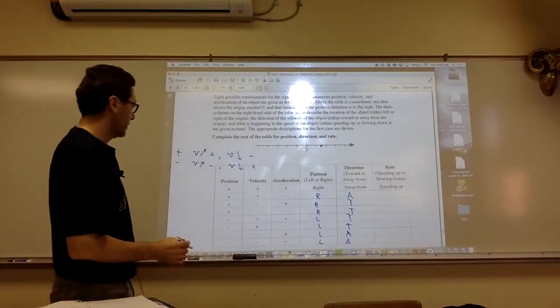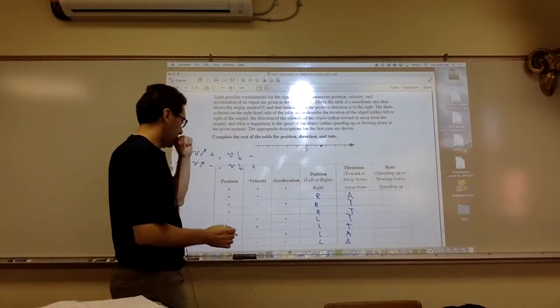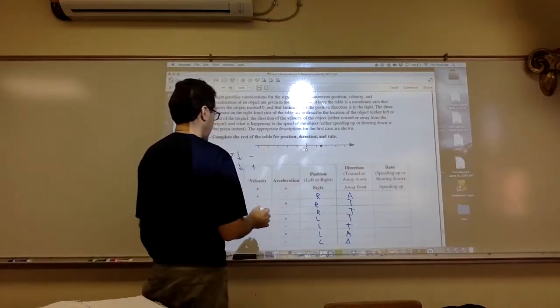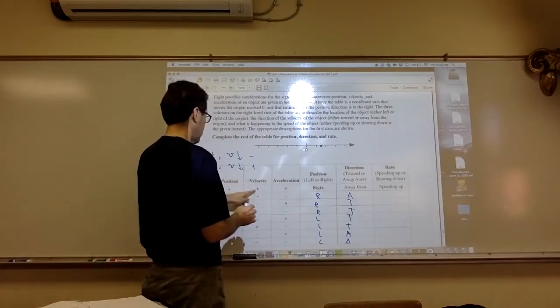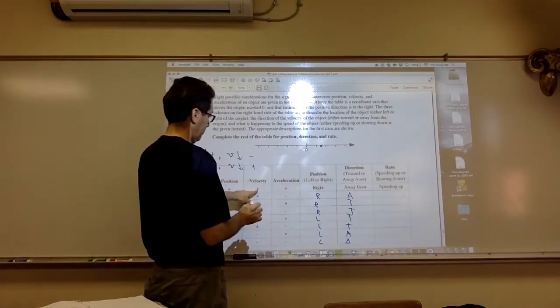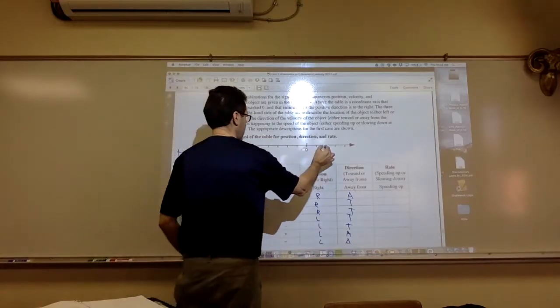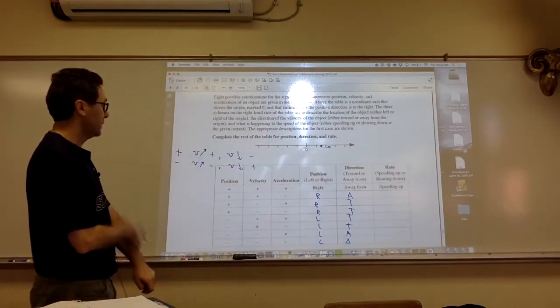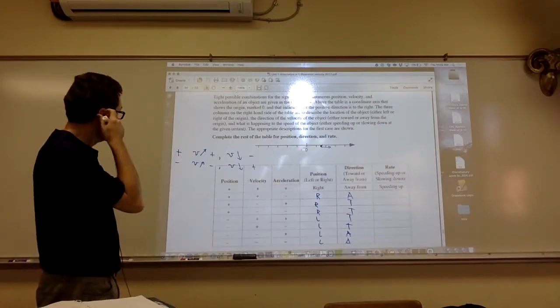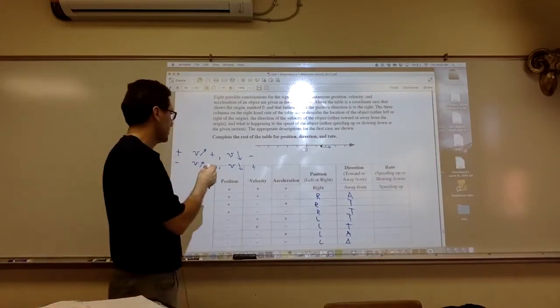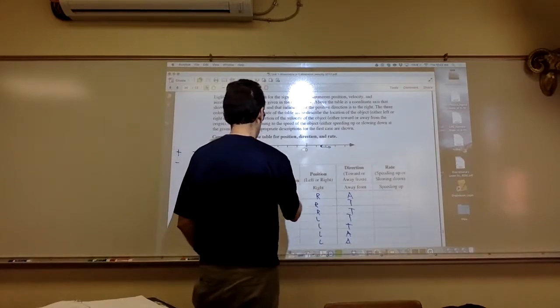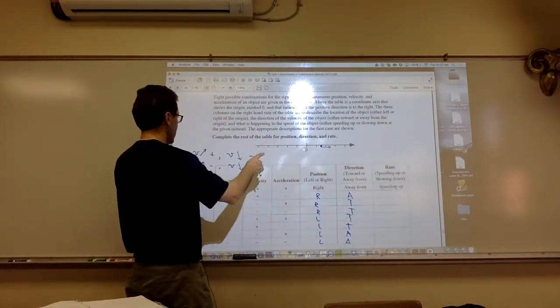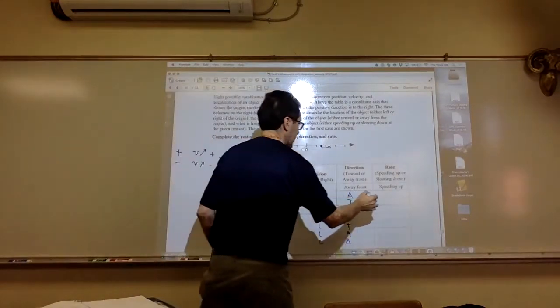All right, let's look at the acceleration. In the first case, the velocity is positive, so you're going this way, and you're going in the positive direction. So your acceleration is positive, you're going to the right, so you must be speeding up.